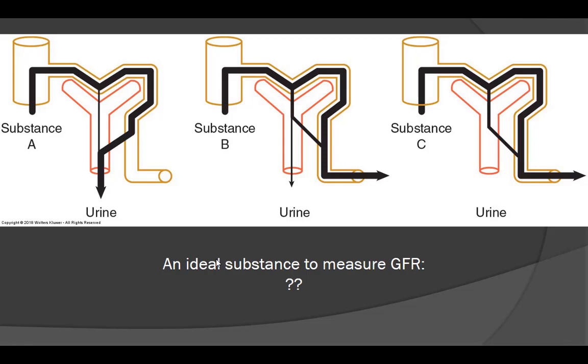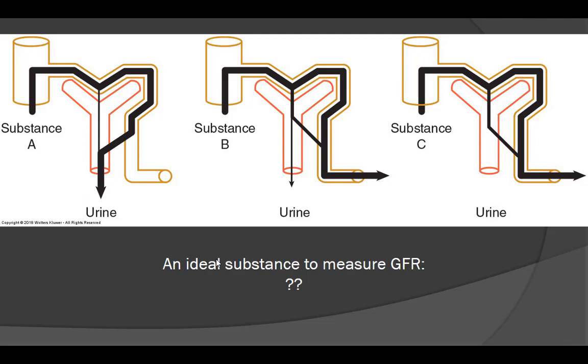You need a substance which gets filtered at the Bowman's capsule, and after that it just passes through the tubules. Nothing happens to it in the tubules. No reabsorption, no secretion. If you have that substance, you can use it to measure the kidney's filtration rate. Do you know of any such substance that can be used to measure filtration rate in the kidney? You must have heard its name. Creatinine. Okay, creatinine. Creatinine is such a substance.